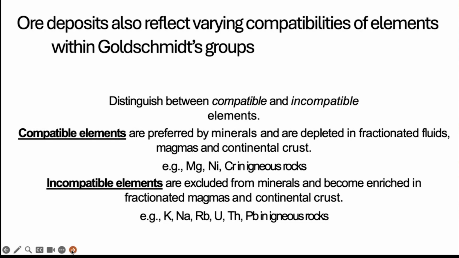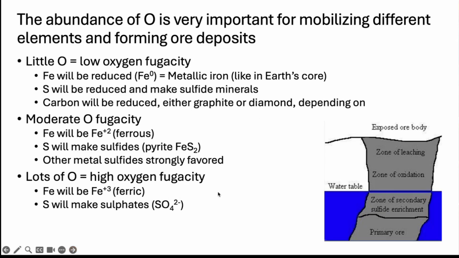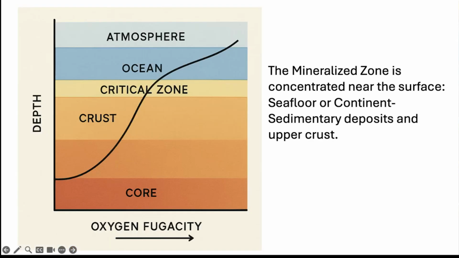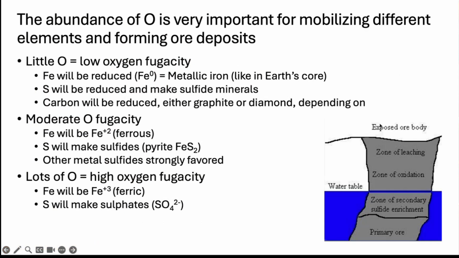So we can talk about compatible versus incompatible elements. And it depends on the system how an element behaves in many cases. But this is a terminology we'll use, so I just wanted you to be slightly familiar with it. All right. Now, the abundance of oxygen we're going to find is a really important process control on ore deposits.